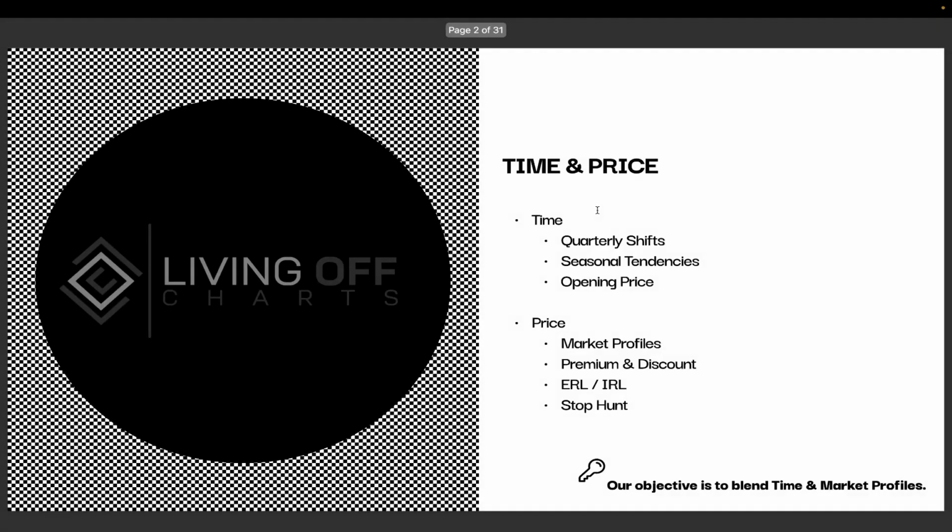All right, what do we focus on? As we always do, time and price, right? So on the higher time frame charts, how do we delineate time? It starts off with quarterly shifts, seasonal tendencies, and the opening price for the open high low close or open low high close. Price, market profiles. This is going to be 70% of your analysis, market profiling. Premium and discount, external and internal range liquidity, and a liquidity raid. Our objective is to blend time and price.